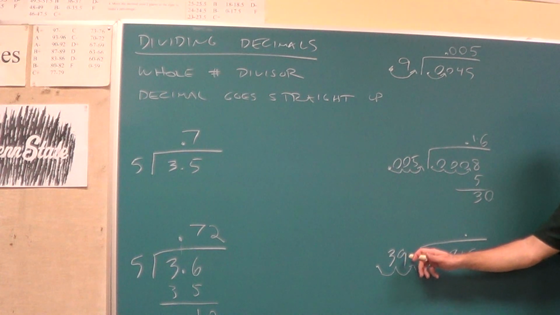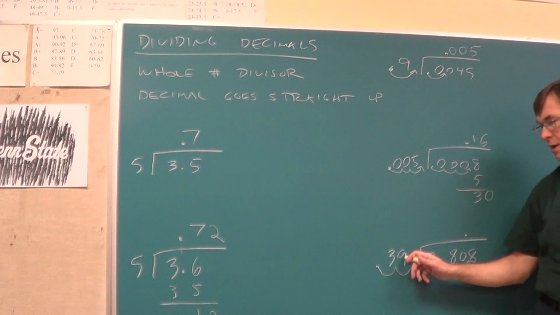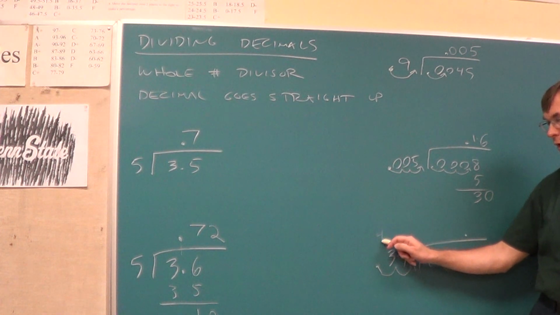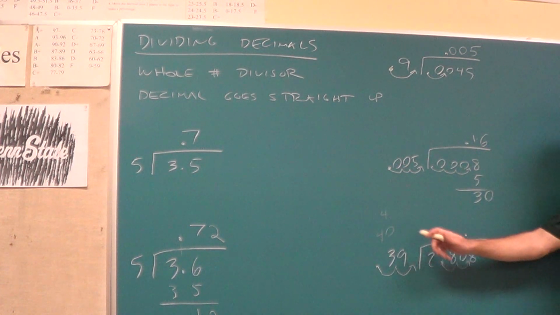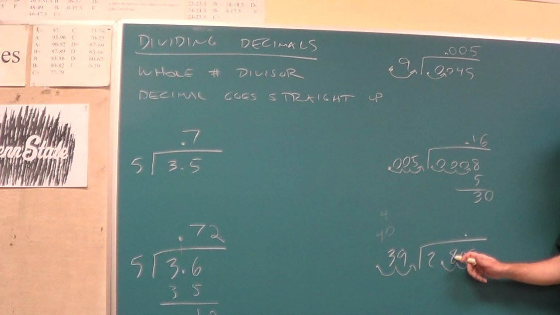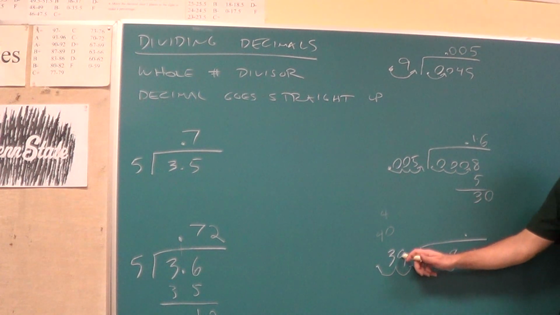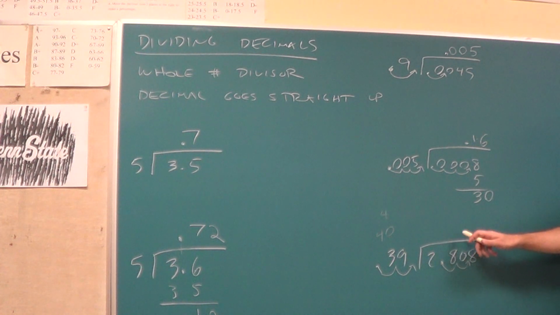2-digit divisors sometimes freak people out, so I suggest you do this by thinking about rounding and estimating. 39 is pretty close to 40. Act like it's not a 40, but act like it's a 4. And ask yourself, how many times can 4 go into 28? 4 into 28, probably 7. Okay, because we did some rounding, I wouldn't rule out 6, I wouldn't rule out 8, but I'd always try 7 first.